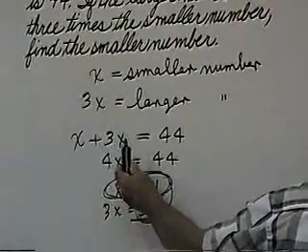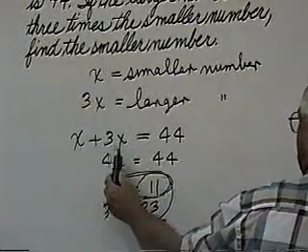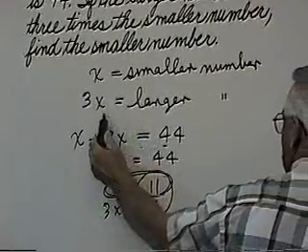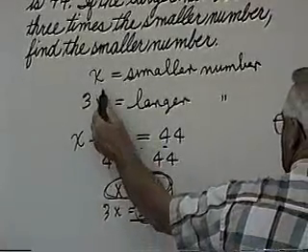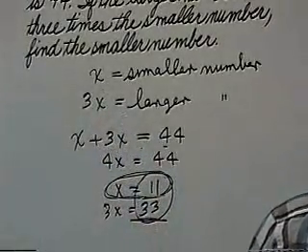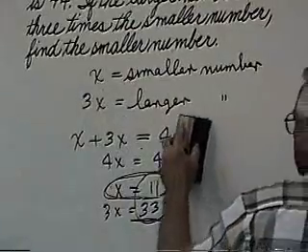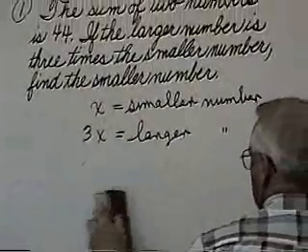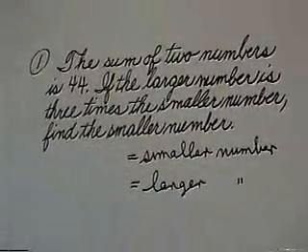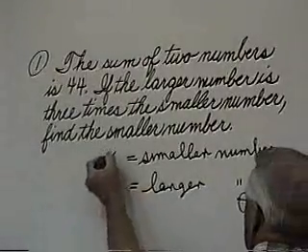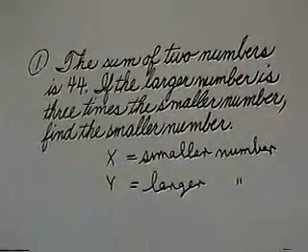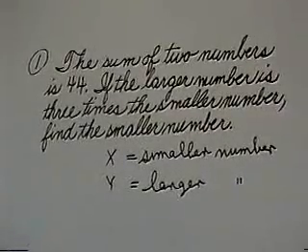It says the sum of two numbers is 44. The larger is 3 times the smaller. Find the smallest number. Let me show you how we could work this same problem using two letters. We could have done this: let x be the small one, let y be the large one. It doesn't make a difference. Y could have been the small one, x could have been the large one.